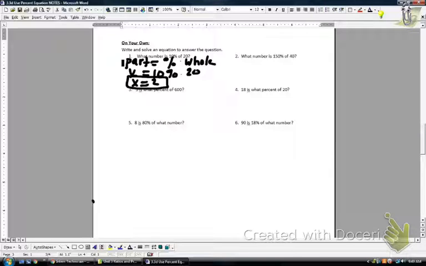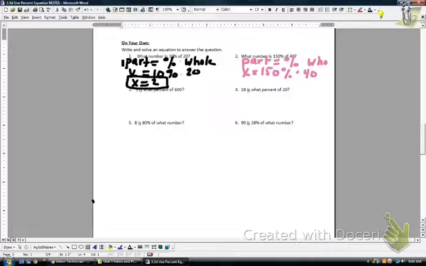Okay, so on the first one, I wrote my percent equation, part equals percent times whole. My part is the part that I don't know, so that's my variable. X equals 10% times 20. Then when I do that in my calculator, 10% or 10 over 100 or 0.1 times 20, the answer comes out to be 2. So my first one, X equals 2.